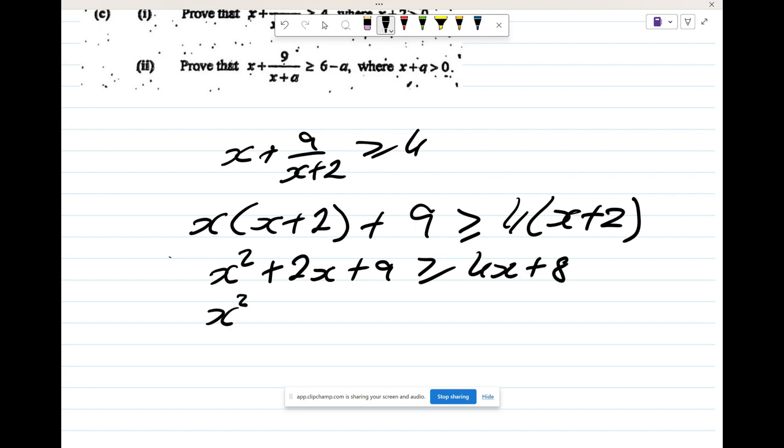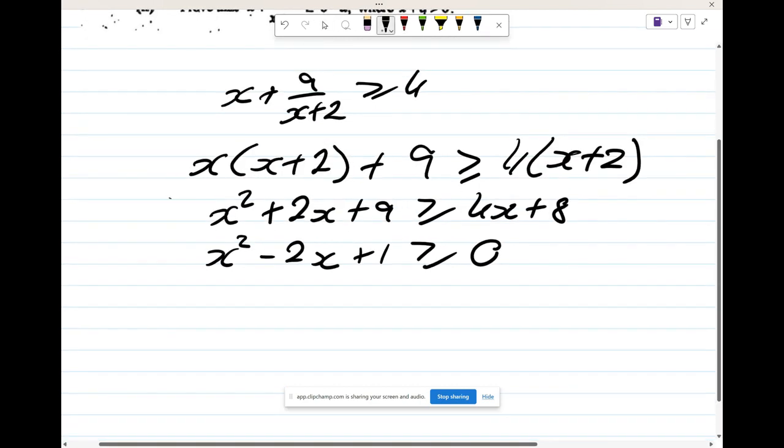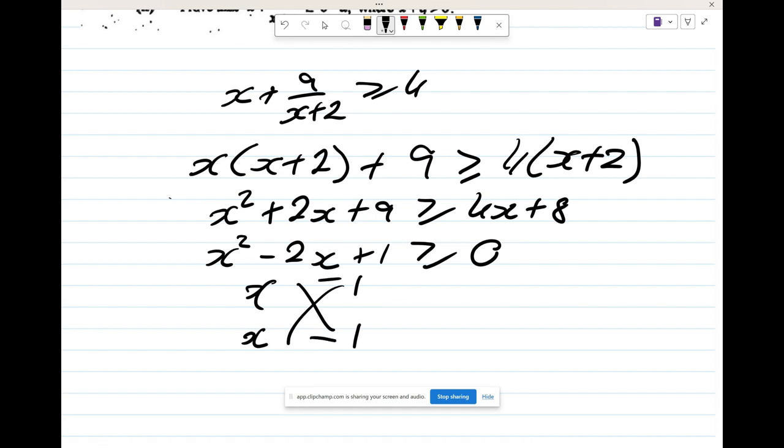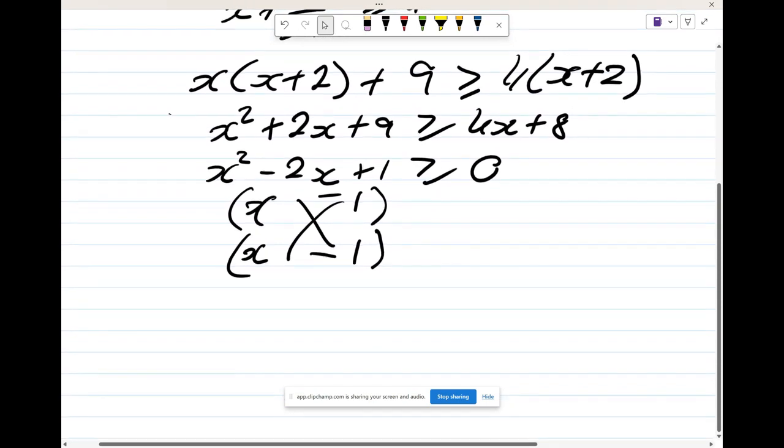Now if we bring everything to one side, x squared, 2x minus 4x is minus 2x, 9 minus 8 is 1, greater than or equal to 0. And we factorize: x times x is x, 1 times 1 is 1. That'll give us the 2 in the middle if we minus them off each other. And that works because a minus times a minus is a plus. Okay, great. These are going to be our factors, and we can see we have the exact same factors. So we have x minus 1 and x minus 1 greater than or equal to 0.